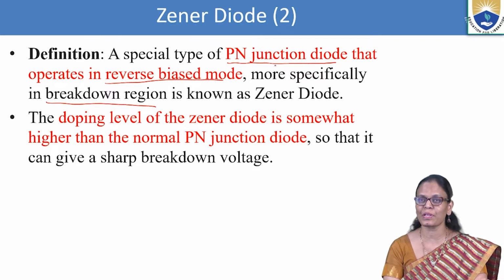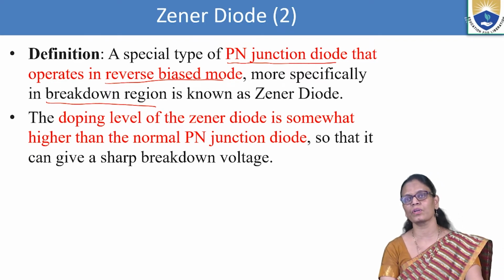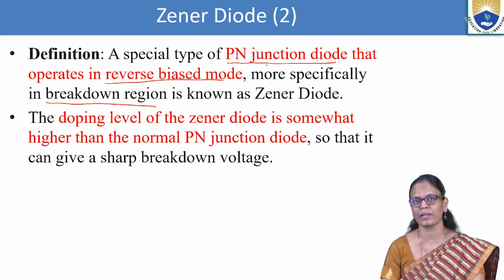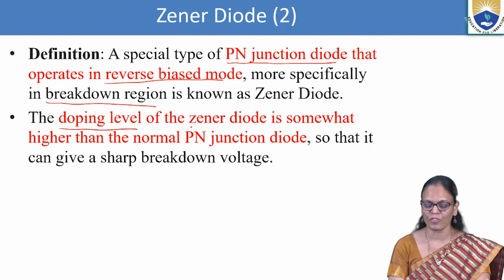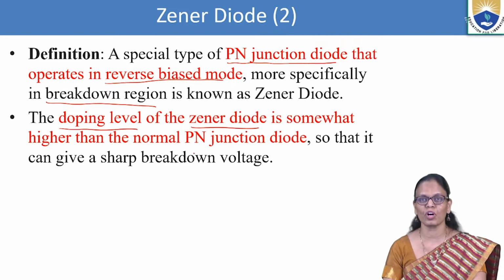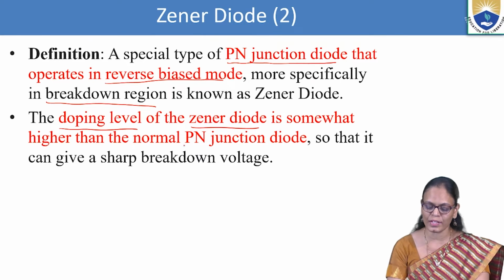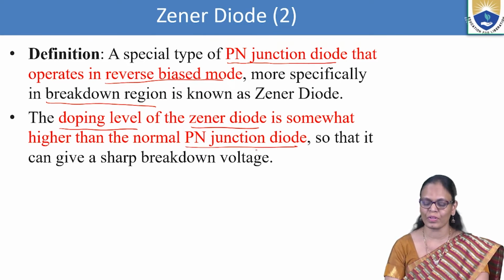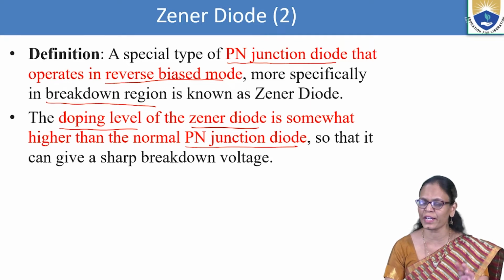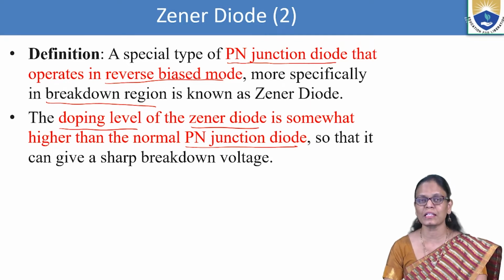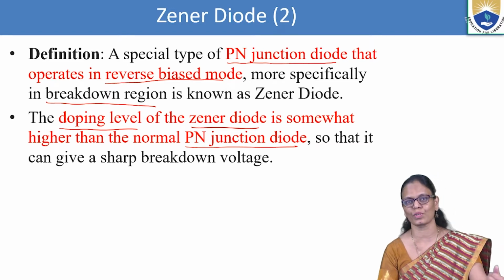And how this Zener diode is different from a PN junction diode is the doping level of the Zener diode is somewhat higher than that in a PN junction diode. So to understand Zener diode, we will also see very briefly the PN junction and its working, so that we can easily understand how a Zener diode is made and how it works.